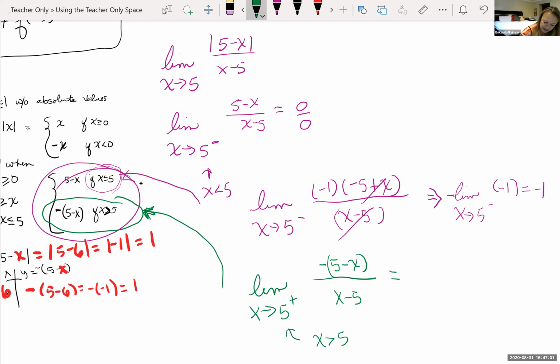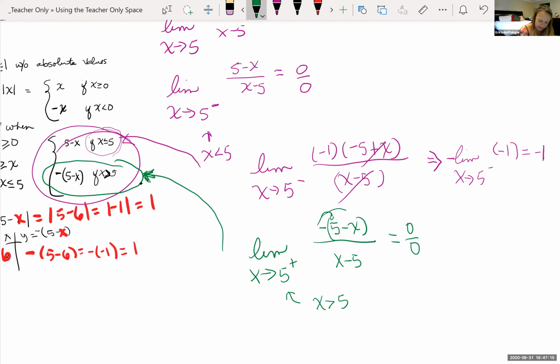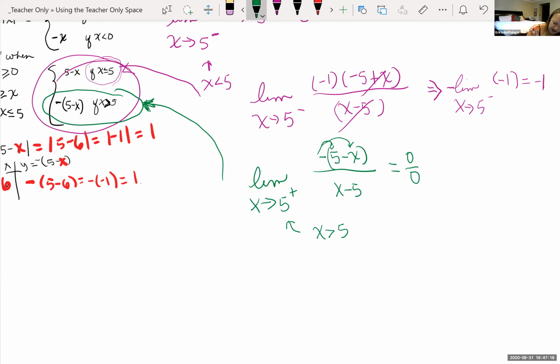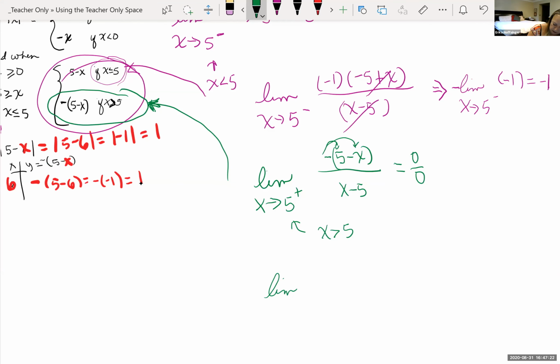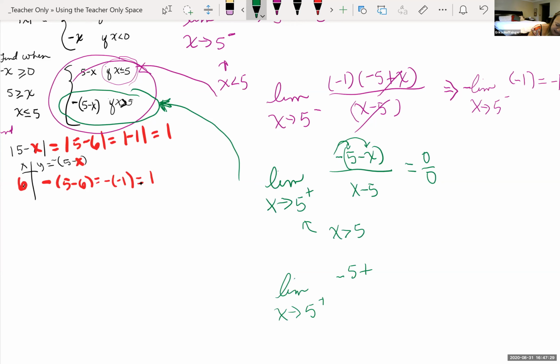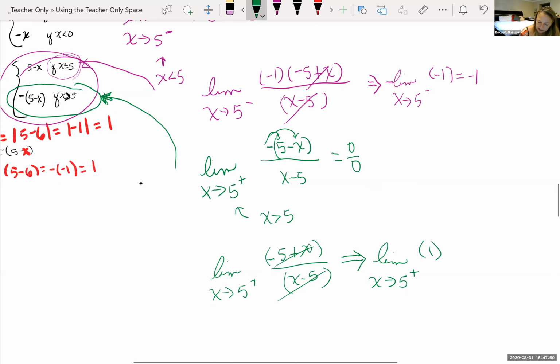If we plug in 5 for x, again we get 5 minus 5 is 0, times the negative out front is 0. We get 0 over 0. But if you distribute that negative, we get negative 5 plus x, which by the commutative property is the same thing as our denominator, x minus 5. Those cancel each other out. This is the same thing as saying the limit as x approaches 5 on the right of 1. We're just left with 1 there, everything else canceled. This is equal to 1.